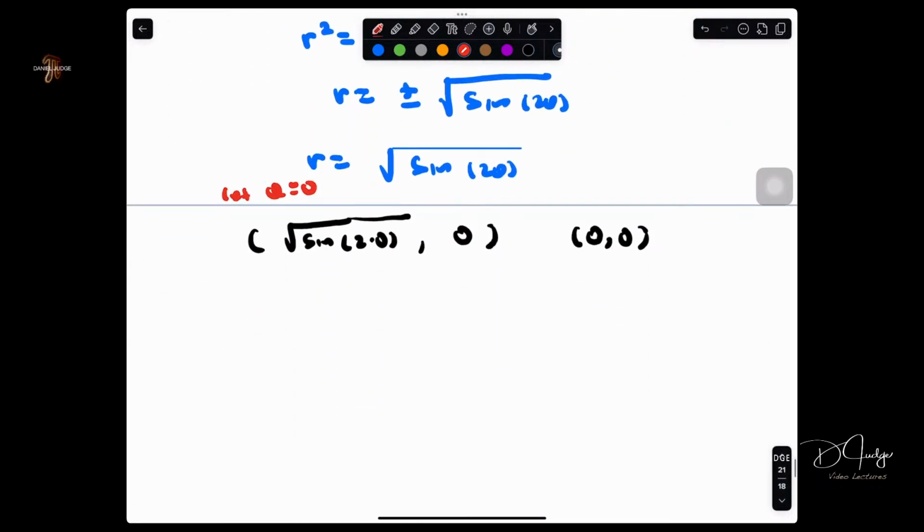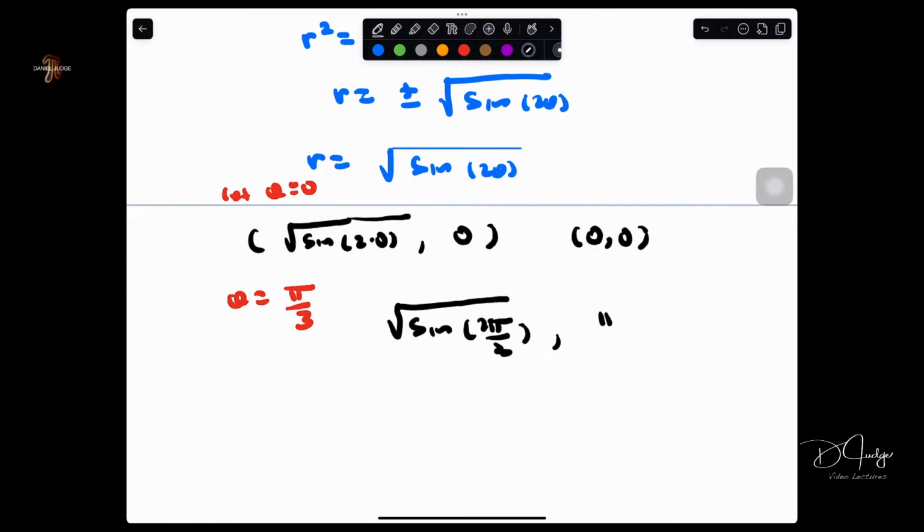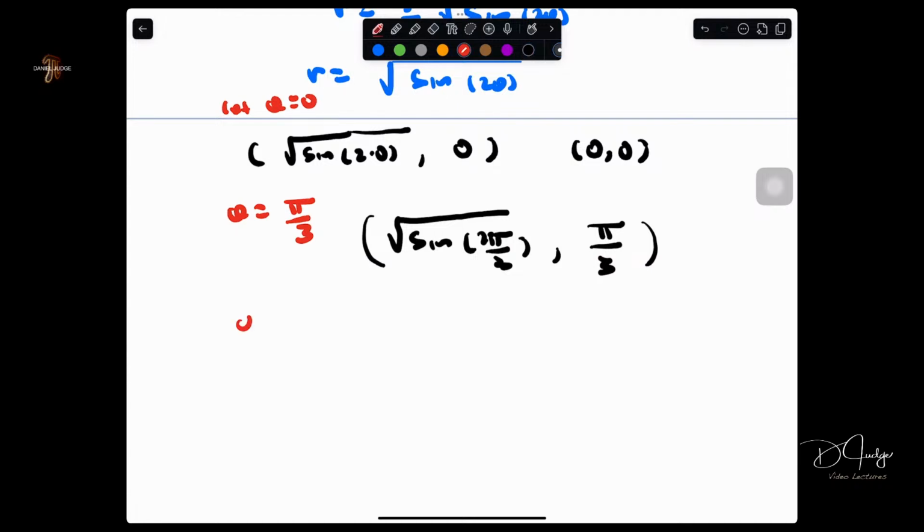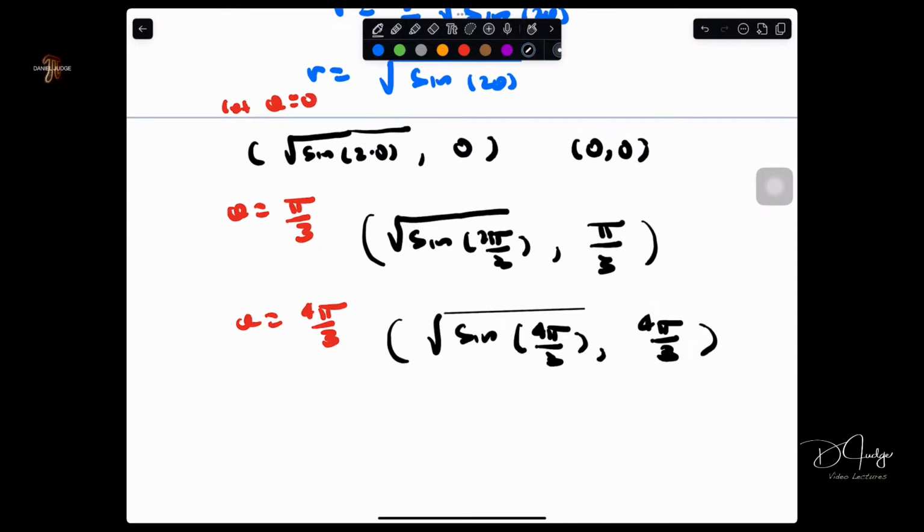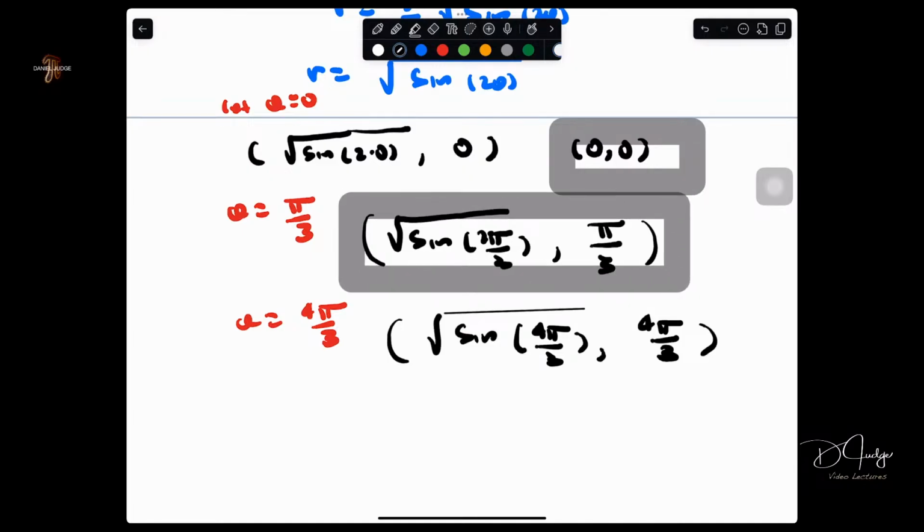When theta is pi over 3 now, what you'll see as a point is the square root of sine 2 pi over 3, comma, the angle pi over 3. Here's your next point. And then when theta is 4 pi over 3, square root of sine 4 pi over 3, comma, 4 pi over 3. These are your points. Anyway, I went over all of this in very, very intricate detail for you guys. Okay?